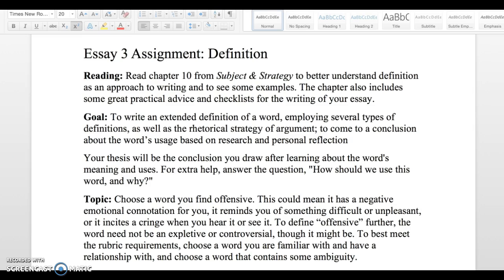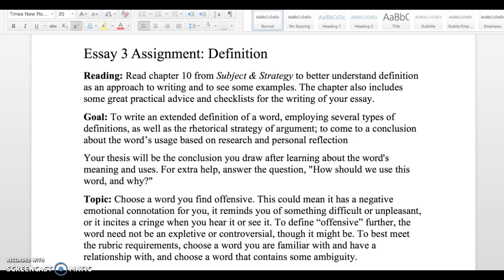The goal is to write an extended definition of a word, which means we define a word in great detail and then take some kind of stance about how it should be used. We're going to use multiple kinds of definitions in this paper, and you'll learn about those in chapter 10. And we'll also be using argument and rhetoric, as we learned for the last essay. And the last goal of the paper is to come to a conclusion about the word's usage based on the research that you find, so the definitions, the etymology that you're finding, but also your personal reflections on using the word and observing people using the word.